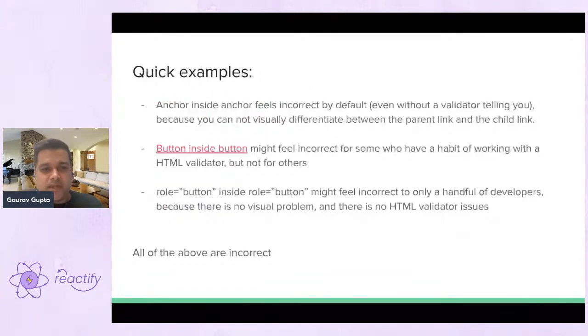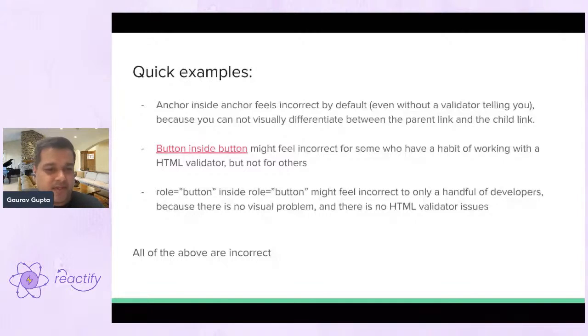Cool, we'll jump into examples very quickly. If you have been writing HTML for a while, and you get into a situation where you are writing an anchor inside an anchor, then reflexively you will say that it feels wrong for some reason, because this is not something that you do typically. There might be some use case for which you are doing it now, but by default you'll think that this is not all right, even without a validator telling you. But in some cases it's actually difficult to say by intuition whether something is right or wrong.